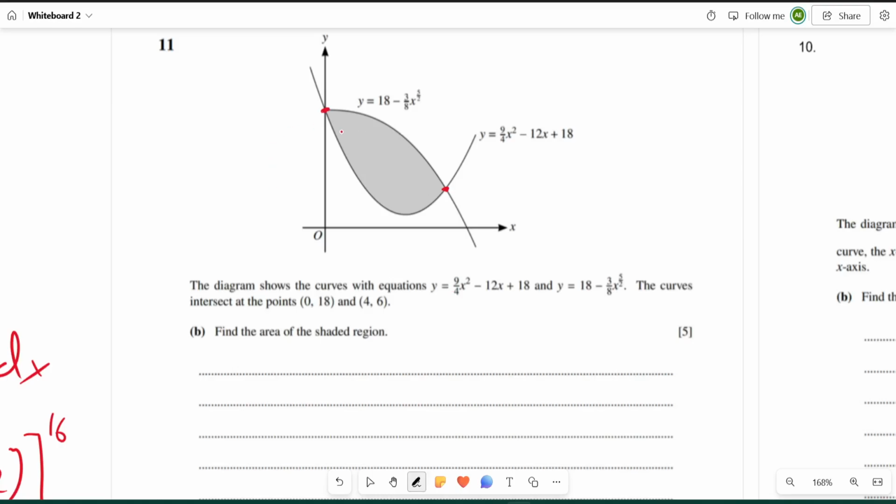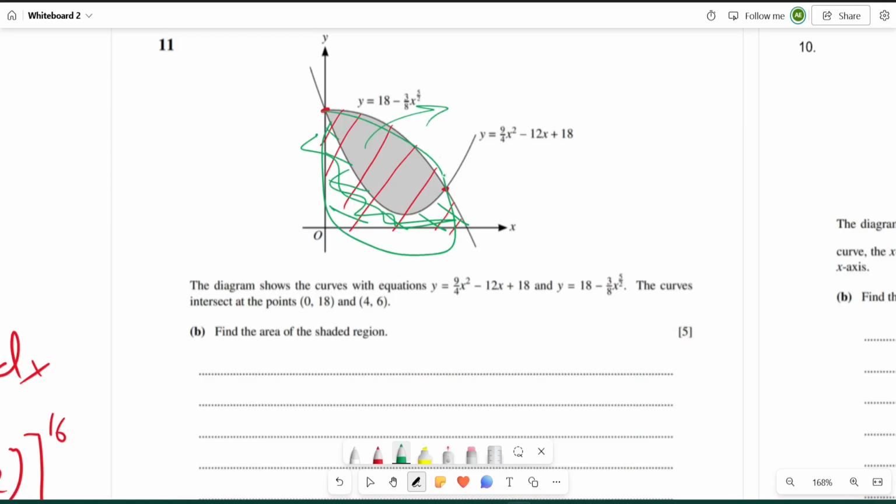So again, what we're going to do is find the area under the big curve, which is 18 minus 3/8 x^(5/2), and then find the area under the small curve, which is this area over here. Imagine you have this whole thing, and you remove from it this green part, you're going to end up with this red part, the gray part, which is the part that you need. So this is what I'm going to do. I'm going to solve it in another way.